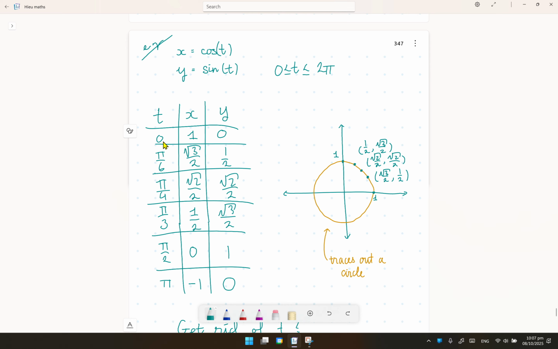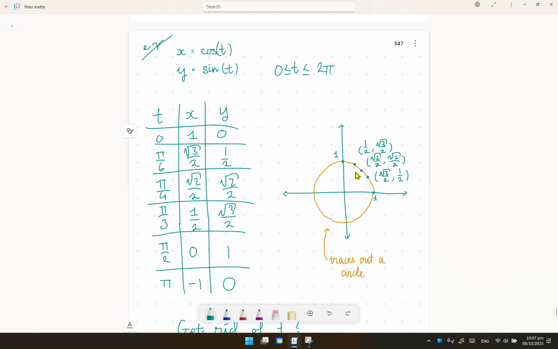Because when t is 0, x is 1 and y is 0. When t is pi over 6, x is root 3 over 2 and y is 1/2. So root 3 over 2, 1/2. And then root 2 over 2 and root 2 over 2, and 1/2, root 3 over 2, and then 0 and 1. So you can see how it kind of traces out a circle, right?